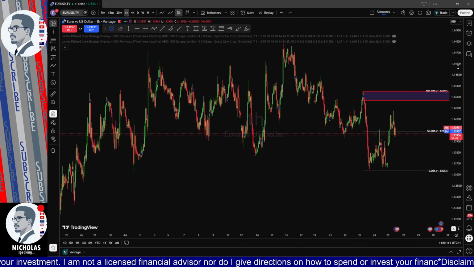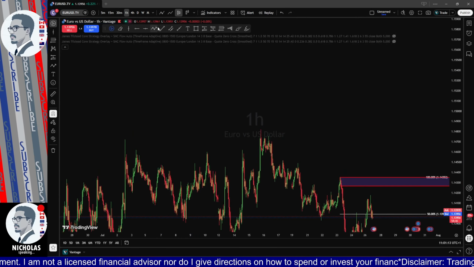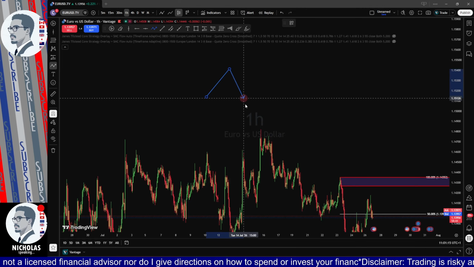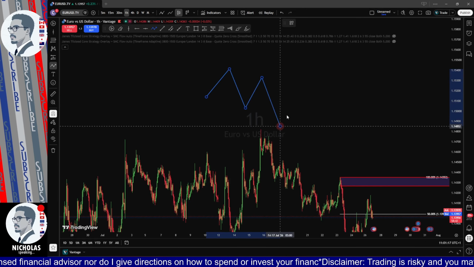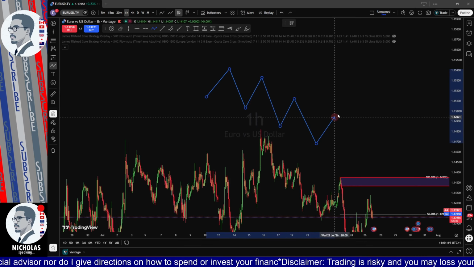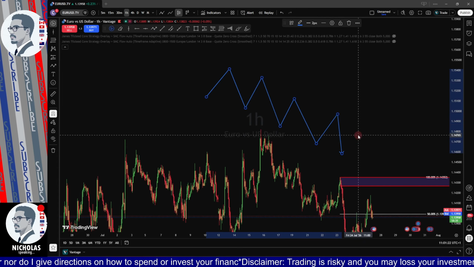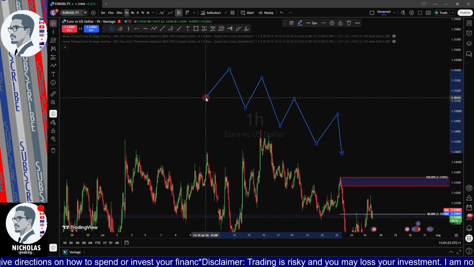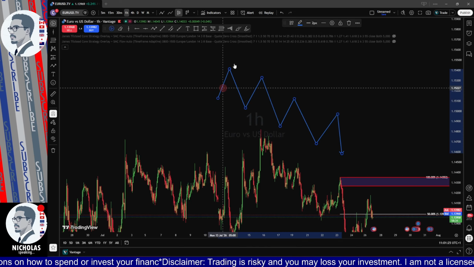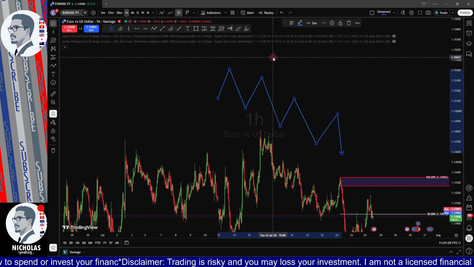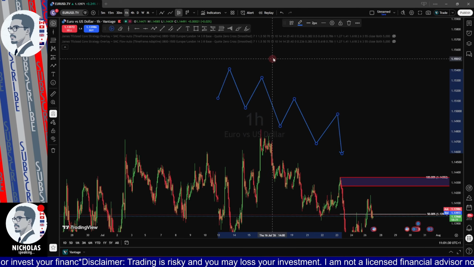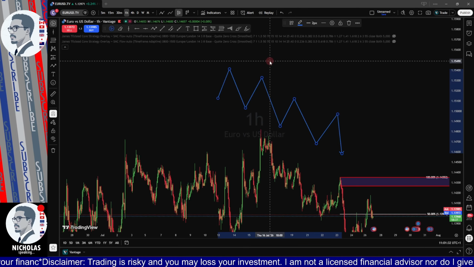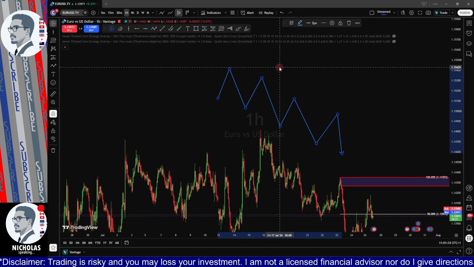Market structure is understanding the actual swing highs and swing lows of the market. Why do I say swing high and swing low? Why didn't I just say highs and lows of the market? Well, this is why we say swing highs and swing lows. In every time frame, there is a swing high and a swing low, and then there are minor highs and minor lows in every time frame.